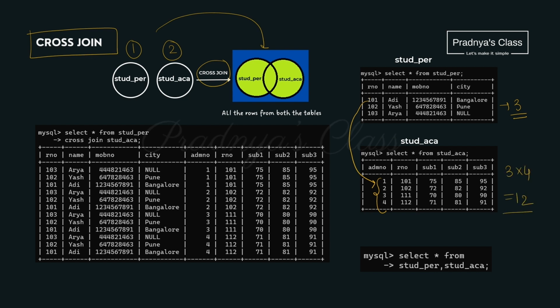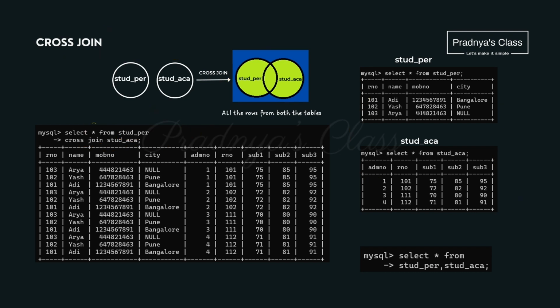Total 12 rows you will be getting. That's why it is known as Cartesian product. If you count it, there will be 12 records. So here is the query for that. Select star from student personal cross join student academics. First table name and the second table name.